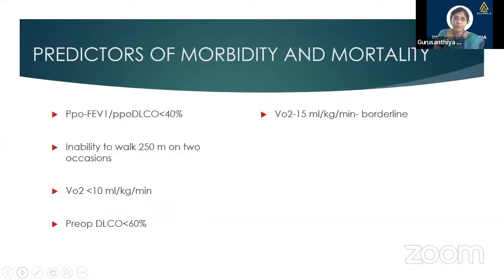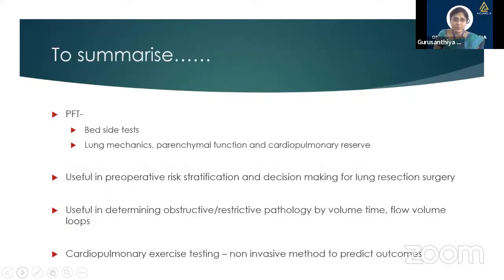The predictors of morbidity and mortality are the postoperative FEV1 or DLCO less than 40, inability to walk less than 250 meters in a 6-minute walk test on 2 occasions, a VO2 max less than 10 ml per kg per minute, and a predicted preoperative DLCO less than 60. A VO2 max of 15 forms the borderline between the medium and the high risk patients.